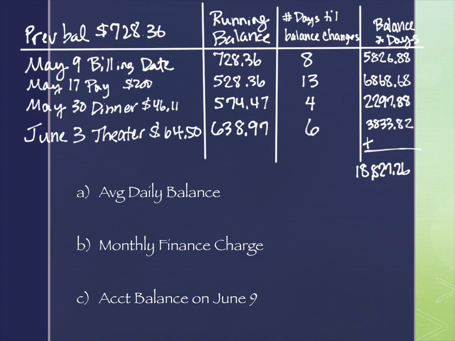So we're going to take that 18,827.26, and we're going to divide it by 31. Why is it 31? 31 days in May. So make sure you're paying attention to which month you're in. And if we divide this, and we'll round to 2 decimal places because we're dealing with money, what do we get for our average daily balance?